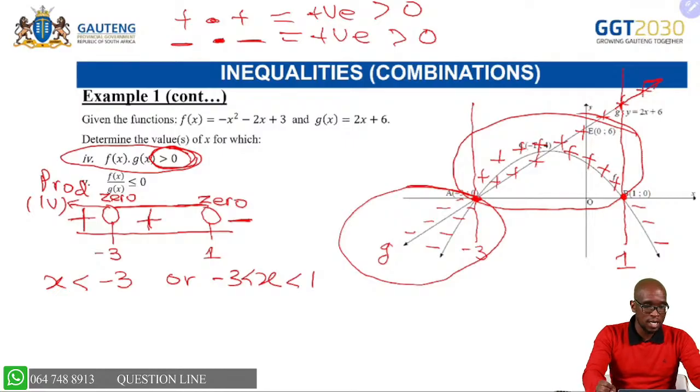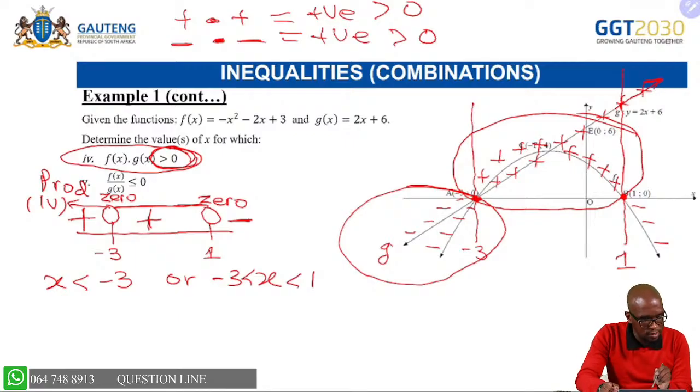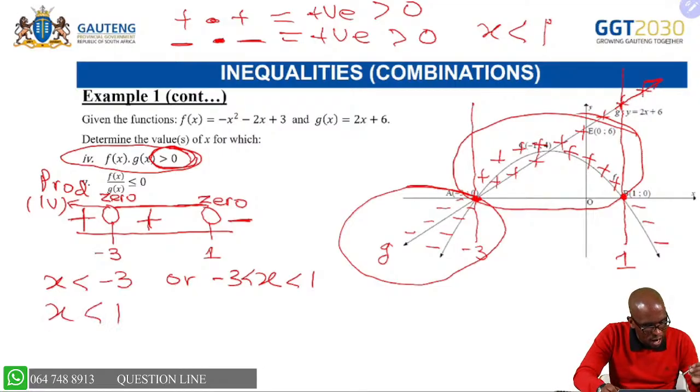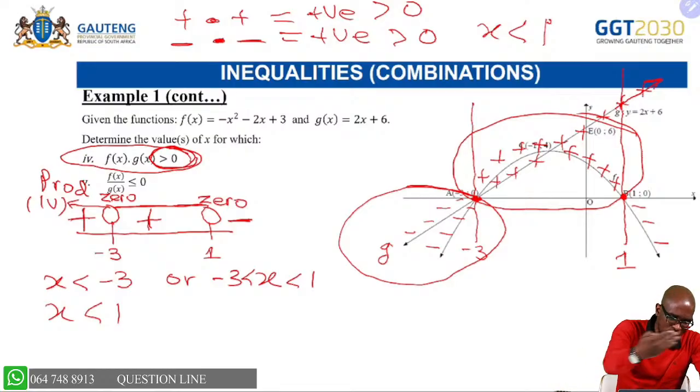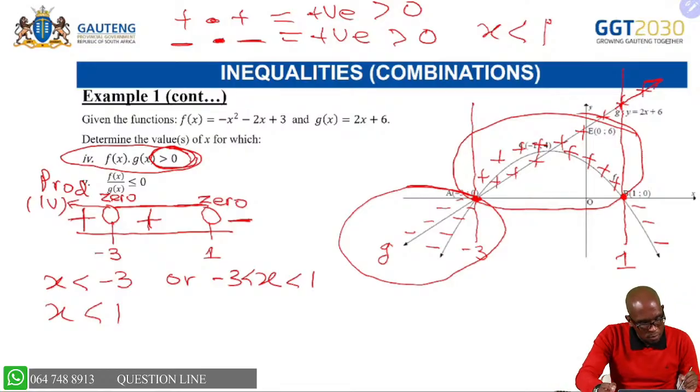It also occurs when x is less than -3. Someone might say, what if I just write this as x less than 1? I can see that if I move from 1 to my left-hand side, I get two positive signs. But this would not be correct.